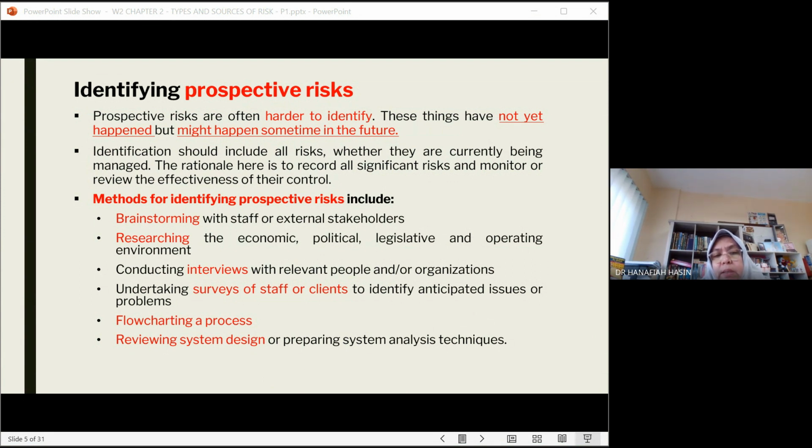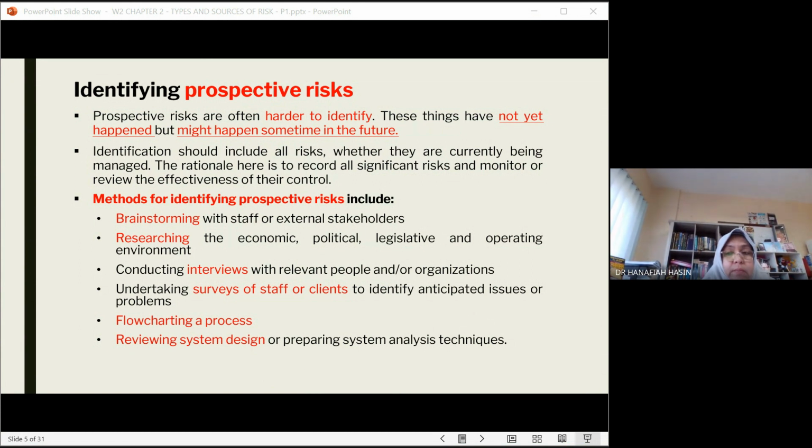Another method is researching the economic, political, and operating environment to identify the potential risks. Then maybe you can conduct interviews with relevant people, or with the organization, which is also useful for us to identify the potential risks. And this can help you to gain better insight from the experts in the industry.